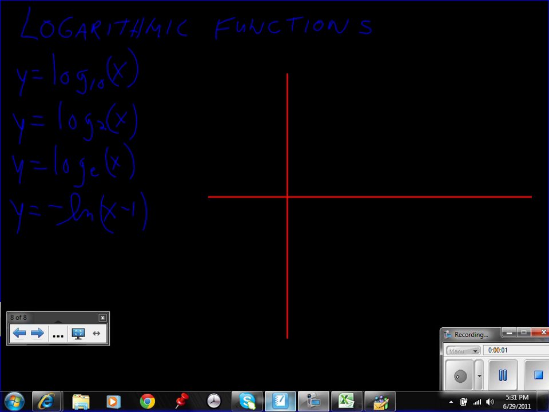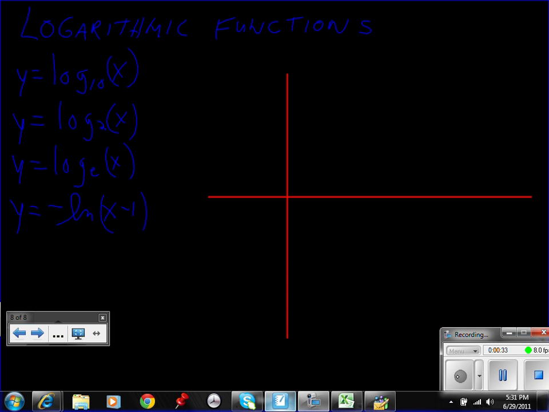As we continue our review of some common functions you should be familiar with, in this video we're talking about logarithmic functions. One place I know they're used is to model your perception of loudness. Perception of loudness is measured in a logarithmic scale. We talk about dBs of loudness.